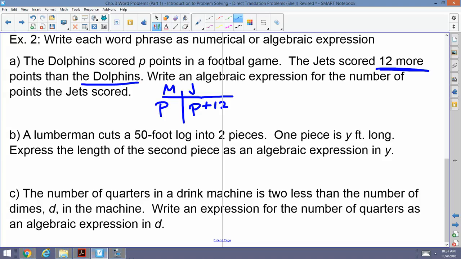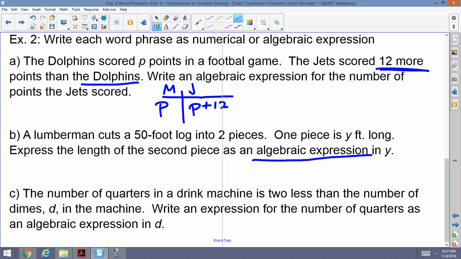Next, a lumberman cuts a 50-foot log into two pieces. One piece is Y feet long. Express the length of the second piece as an algebraic expression in Y. Sure. Okay, but remember, it said expression. I'm super proud of you, but let's be clear. Expressions do not have equal signs. So it'd be 50 minus Y.